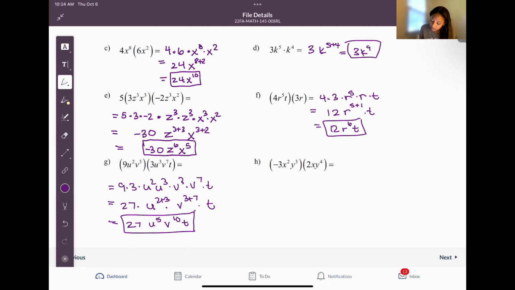Last one, h. So this would be -3 times 2 times x squared times x times y cubed times y to the 4th, which is -6 x cubed y to the 3 plus 4 is 7.